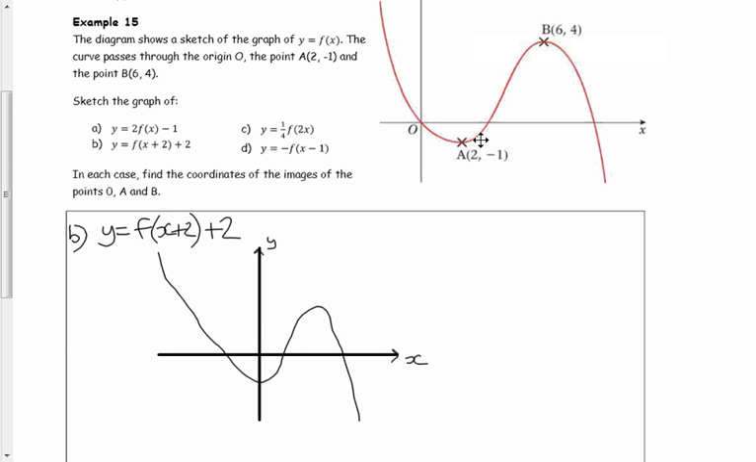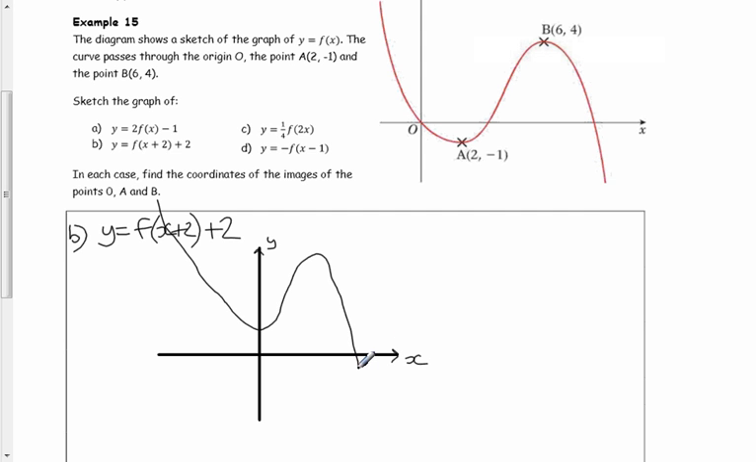Now I'm looking at the point A here. It used to have an x-coordinate of 2, so if we move it left by 2, it'll now have an x-coordinate of 0. So make sure A ends up on the y-axis. Then the plus 2 on the end will move it up by 2. So now I'm looking at the y-coordinate of A. It used to be minus 1, and this point is now (0, minus 1). So when we move it up by 2, it'll definitely go past the origin and end up about there.